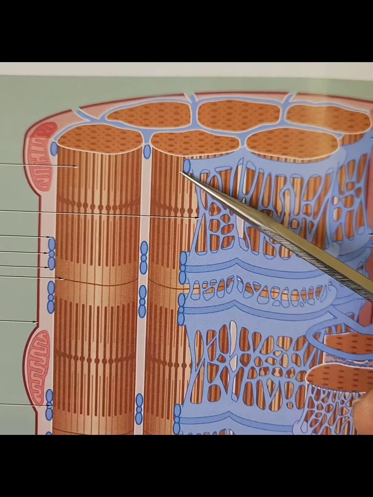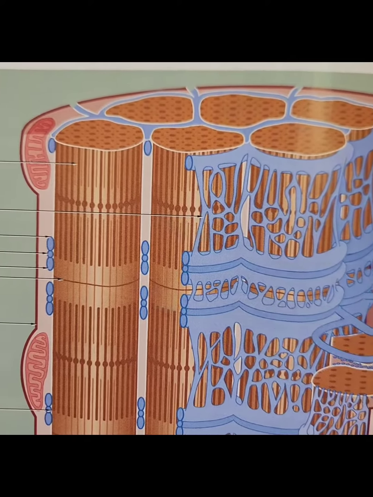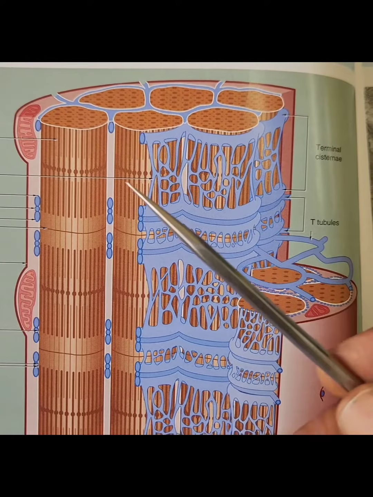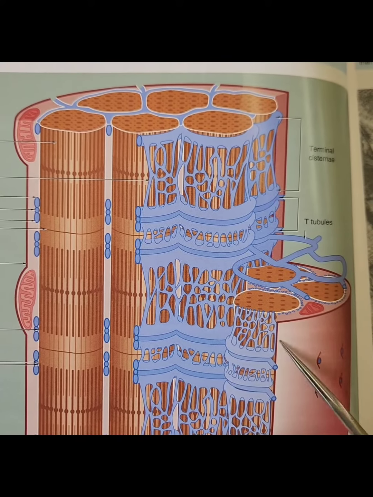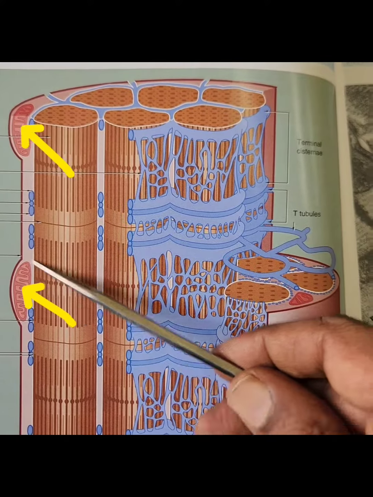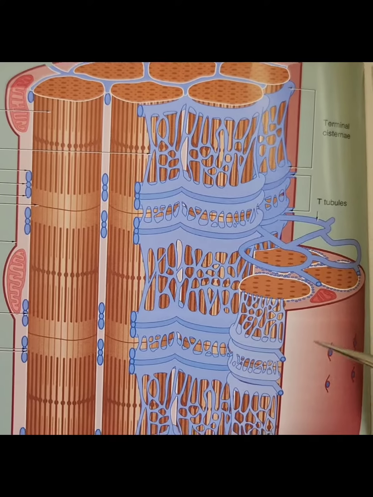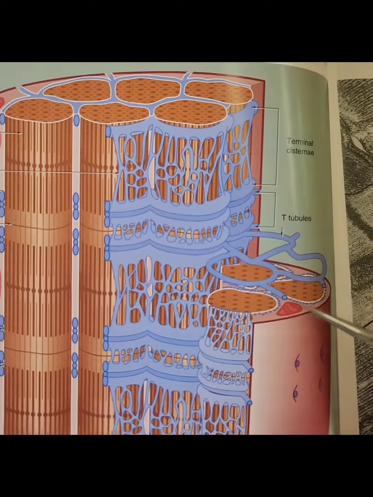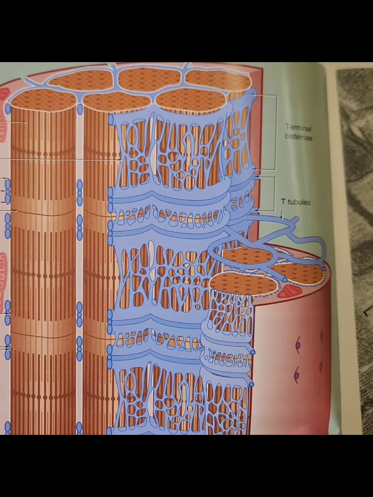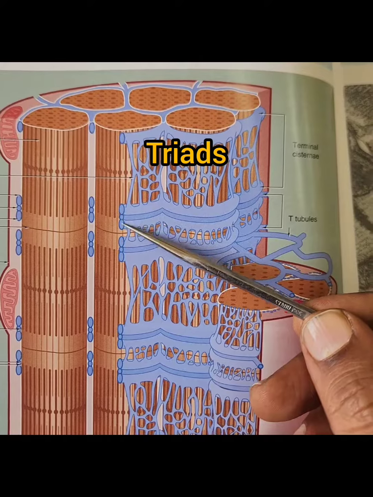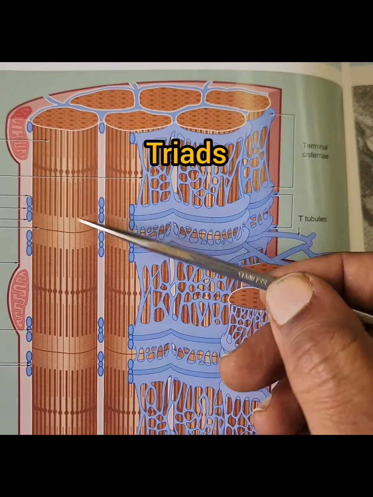These are the adjacent myofibrils showing dark and light bands. All of these are arranged within the muscle fiber. This is the sarcolemma and these are the mitochondria. This is the transverse section. Interestingly, we see some tubular structures inside the muscle fiber. These are triads, three tubes arranged at the junction of dark and light band.